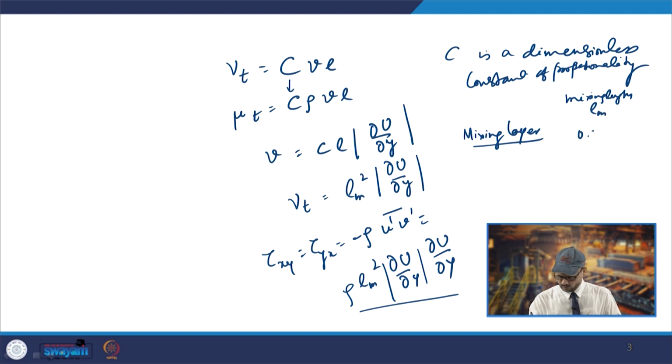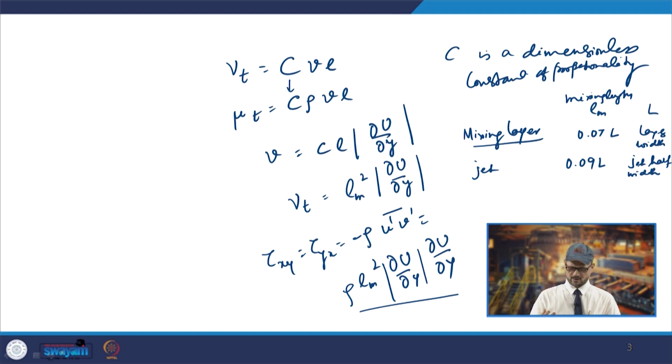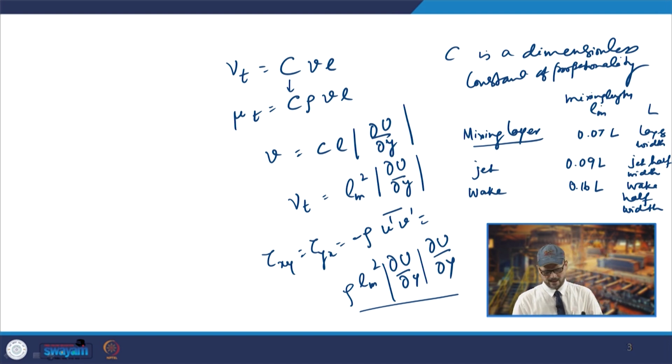will be 0.07 L, and L is the layer width. Similarly, in the case of a jet you will have 0.09 L, where L is the jet half width. For different types of flows, for a wake, you will have 0.16 L, and this is again the wake half width. So, for different types of flows, you have different values of these mixing lengths which are taken.